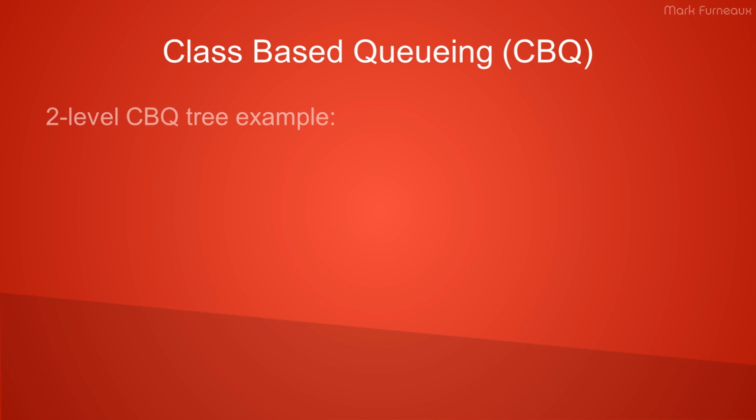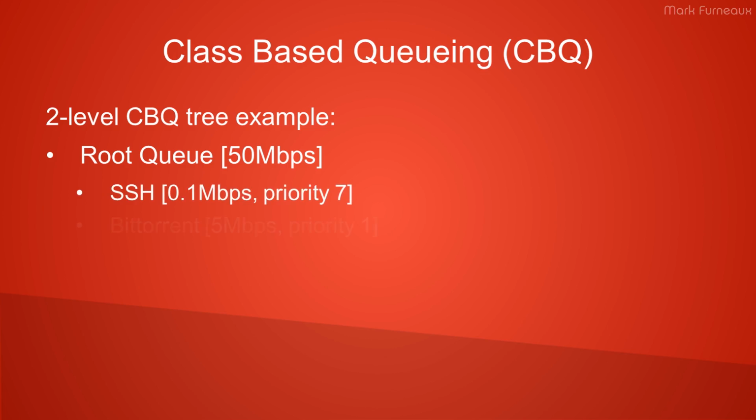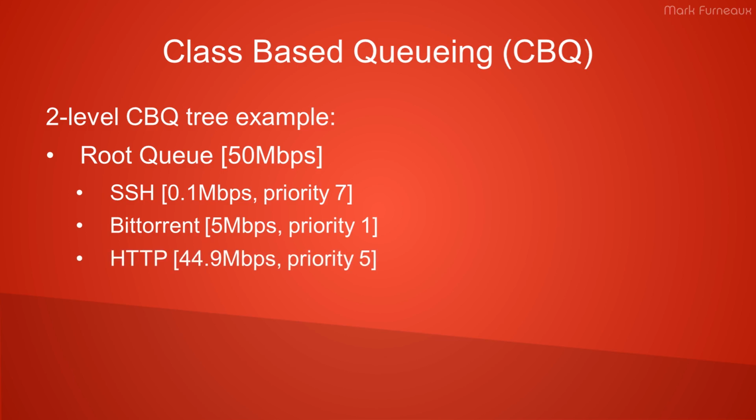So let's go over a simple two-level tree example. I think most people will probably start out by just doing simple two-level trees. So of course, our first level, we have our root queue, and let's assume that this is our WAN interface, and we have a 50 megabit per second internet connection. So that's the amount of bandwidth we have to go around. So I'll define 3 different queues for 3 different services, and I'll give them their appropriate bandwidths and priorities.